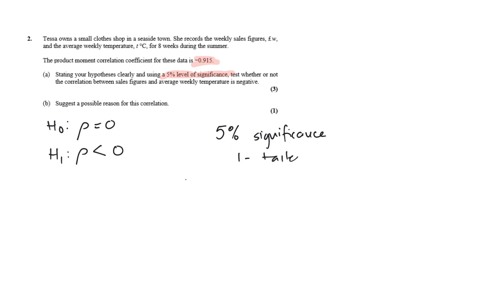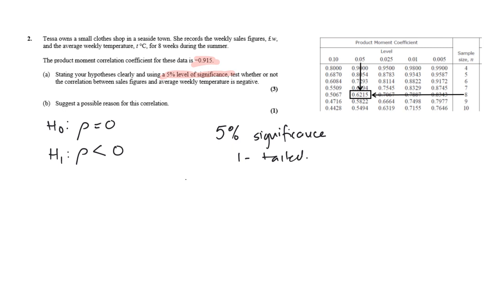We're conducting a 5% significance test and it will be one-tailed. So we need to access the tables and look up the critical value for the PMCC with a sample size of 8. We know that the sample size is 8. It tells us in the question here that there are 8 weeks. So we go down the sample size n until we find 8. Going across, that gives us all of those. We want the one where it's 5%, which is 0.6215.